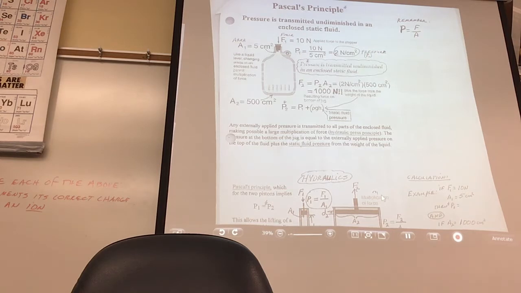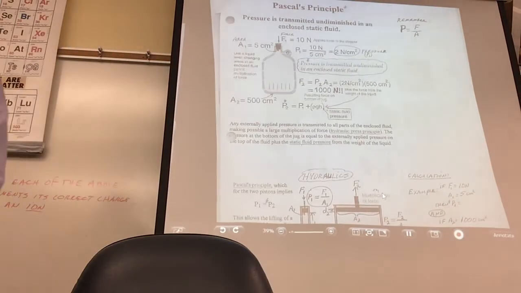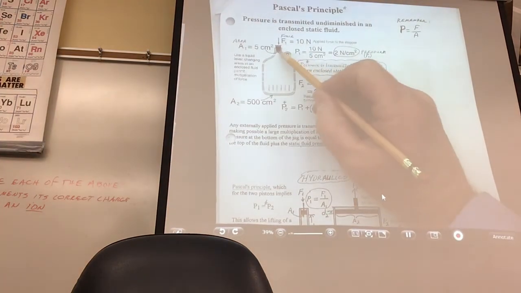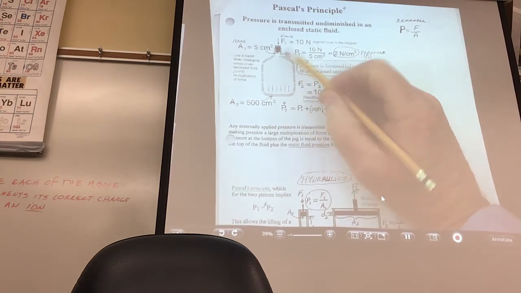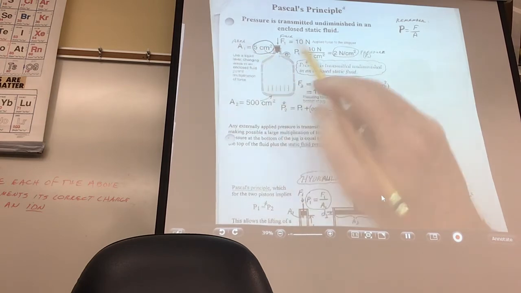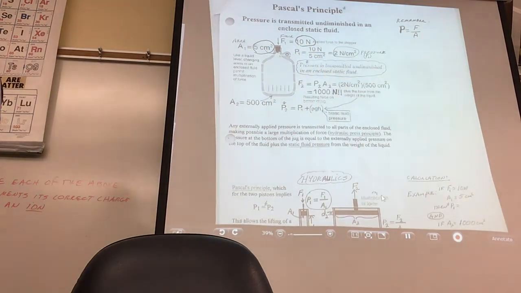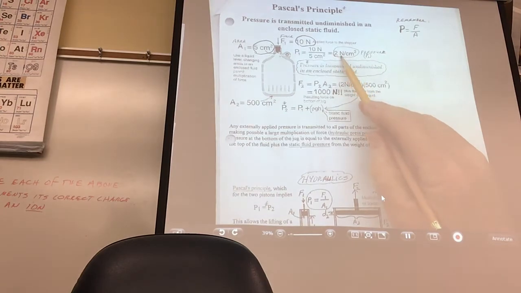So what's going to happen? What's going to happen there? So let's think about this. If I apply a force onto this amount of area right here, won't that create a pressure right here? Because pressure is force per area. Well, let's say the area is 5 square centimeters, and let's say the force is 10 newtons. How much pressure would I create? Pressure is force per area. So I would create a pressure of 2 newtons per square centimeter.